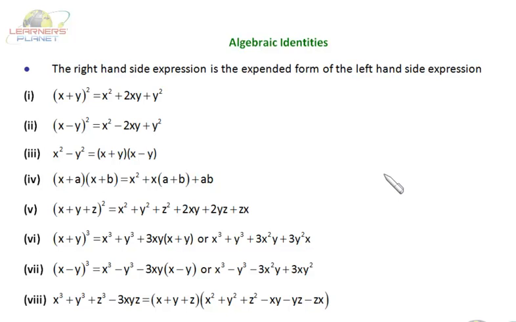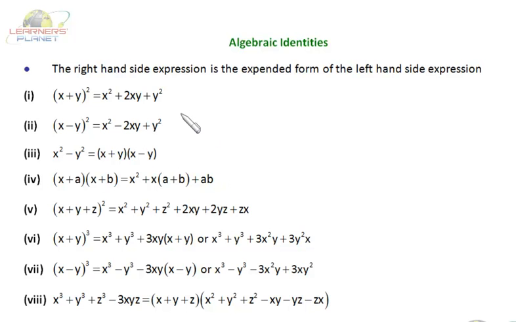Now friends, let's discuss some basic algebraic identities before we proceed to the problem solving session of the factor theorem and remainder theorem. You should learn these identities, and they will be useful for you as long as you study algebra in your career. Let's discuss them one by one, and you definitely have to memorize them.